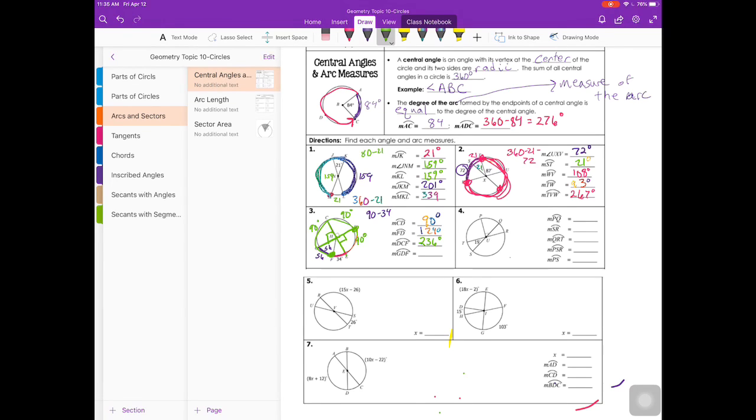And then I'm going to have to erase a little bit here. Then we have G to D to F, which is going to be 360 minus 56, which gives us 304 degrees. So that is central angles and the arc measures.